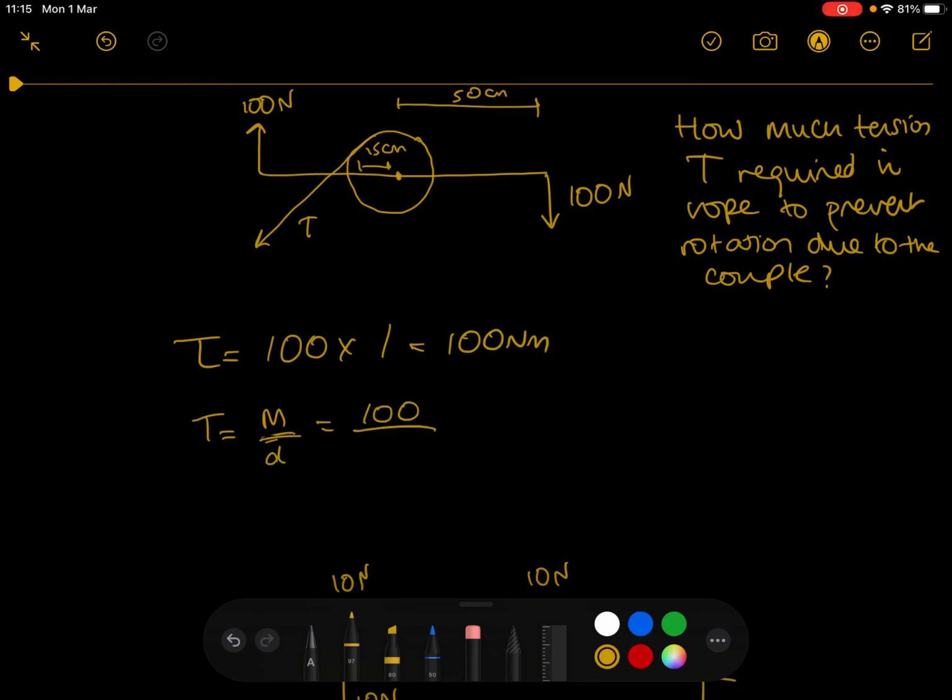So tension is moment divided by distance, not force, sorry, moment divided by distance. That is 100 divided by 15 centimetres, so 0.15. Pop that in my calculator, and it gives me 666, well, 0.6 recurring really, so let's call it 667, shall we? And it's a force, so it's newtons, and that's it.